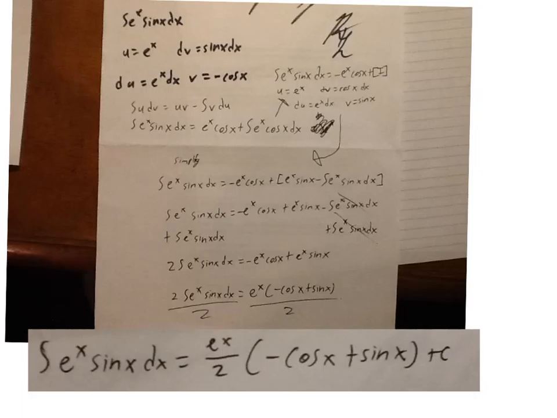Okay, for here, I took the liberty of writing everything out. So this is the problem right here, the integral of e to the power of x sine x dx. Okay, so we're going to use e to the power of x for u, and for dv we plug in sine of x dx, which gives us v equals negative cosine of x, and du equals e to the power of x dx.